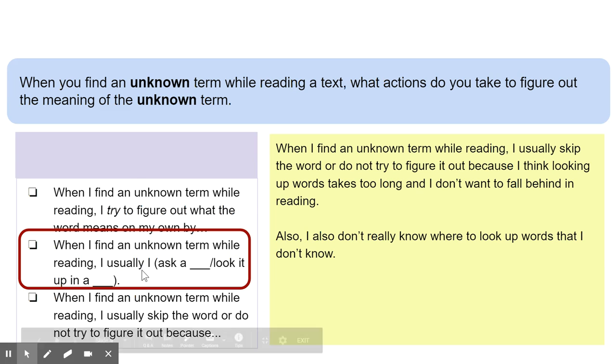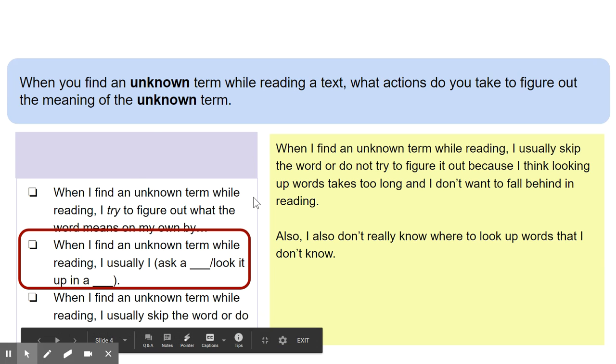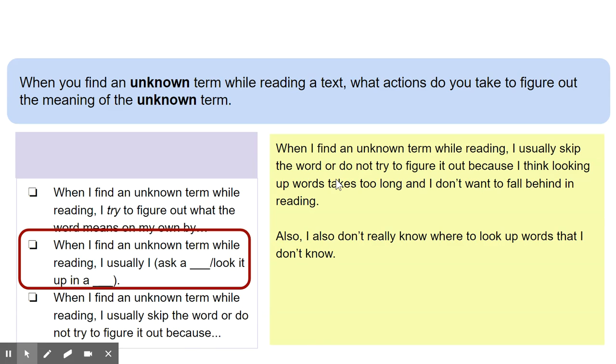Okay. I'm going to go with the second sentence starter. When I find an unknown term while reading, I usually skip the word or do not try to figure it out because I think looking up words takes too long and I don't want to fall behind in reading. Also, I don't really know where to look up words that I don't know.